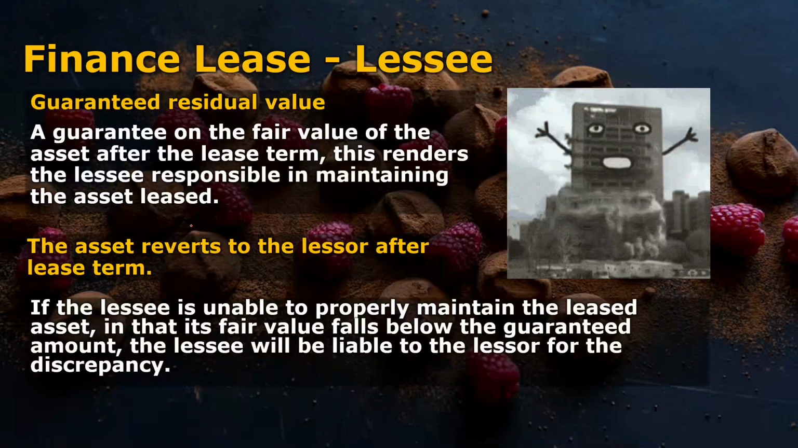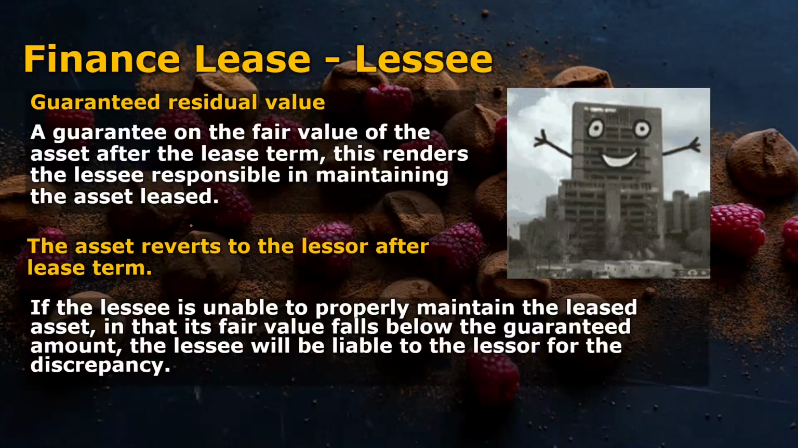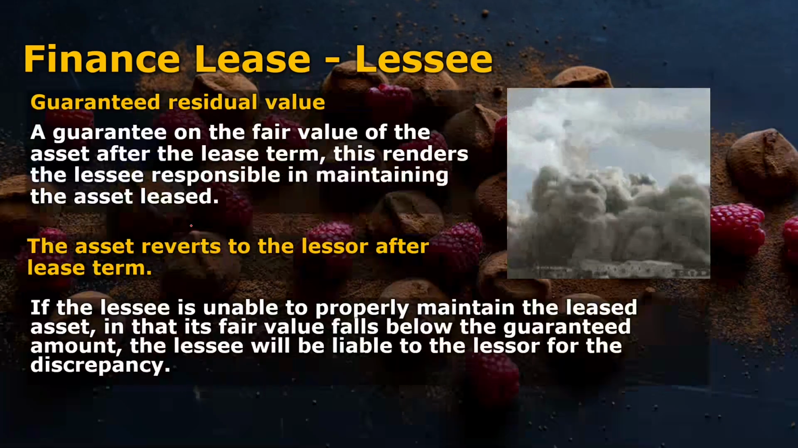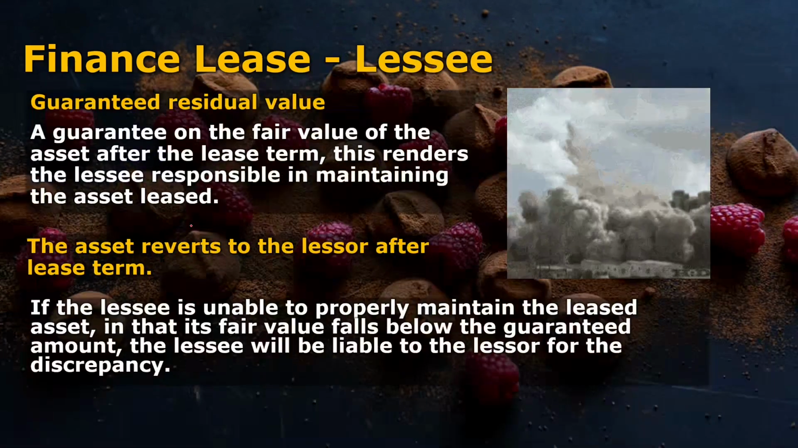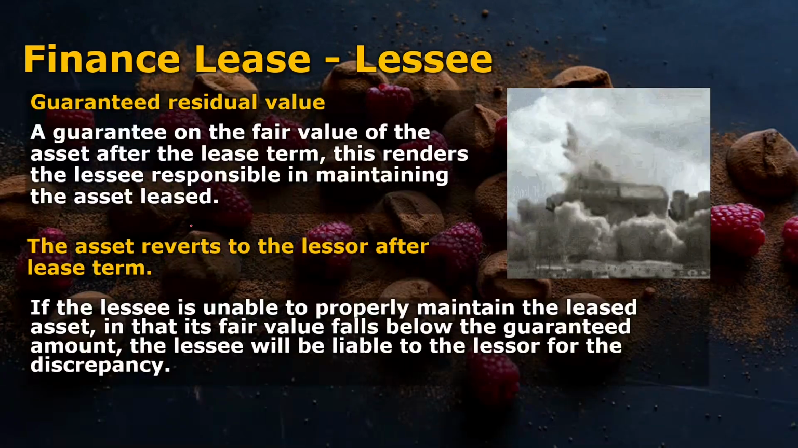Example, let's say nag-agree si lessee to guarantee a residual value of 500,000 to the lessor. Sabihin niya kay lessor, "Lessor, I promise you, by the end of the lease term, this asset will have a fair value of 500,000. Maibibenta mo pa to at 500,000." Pirma, lease contract. That's guaranteed residual value.